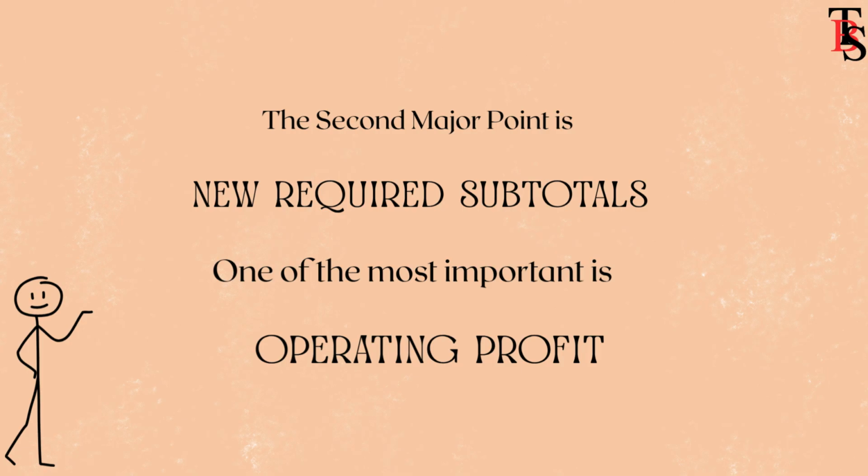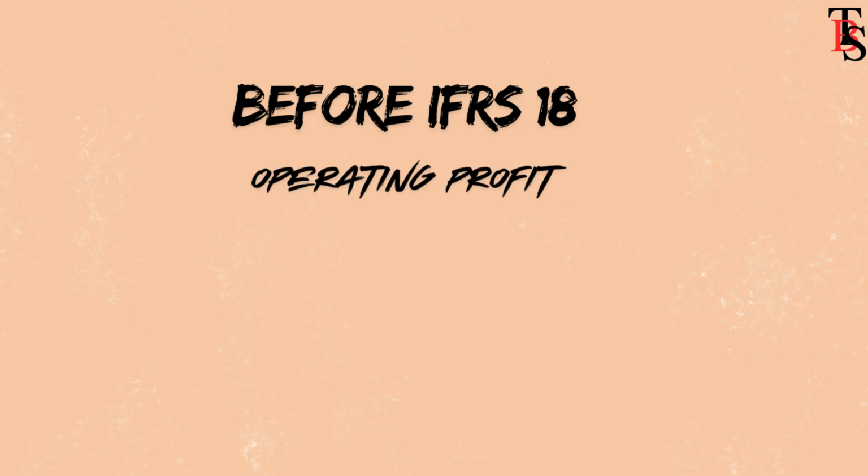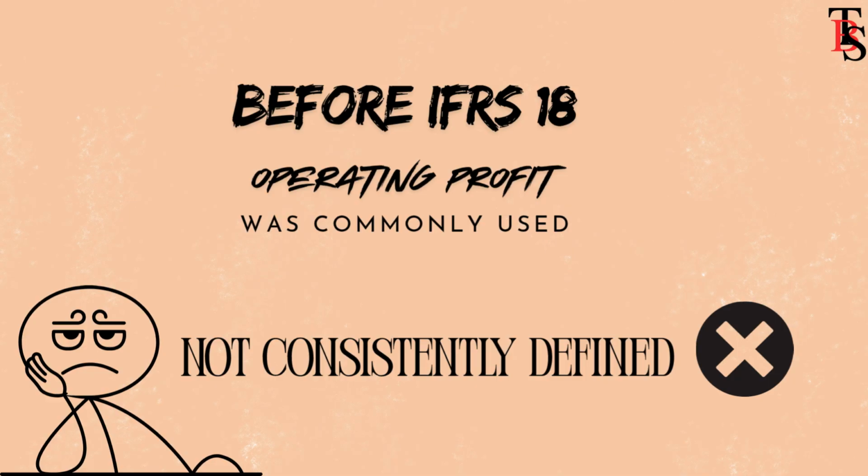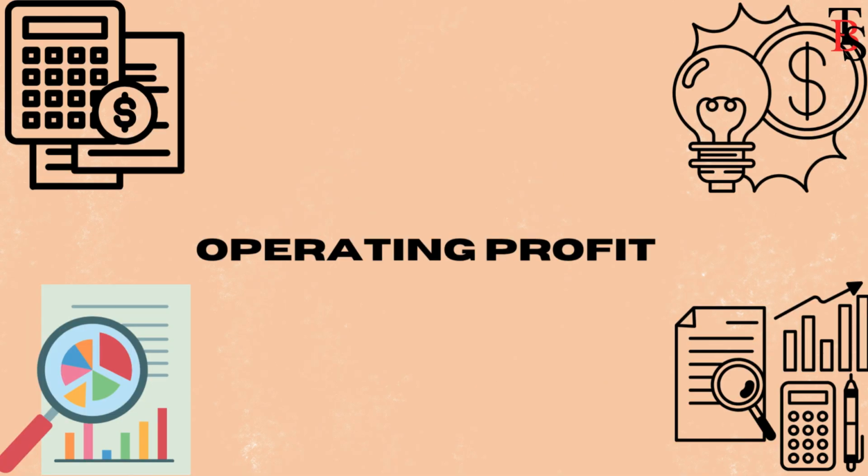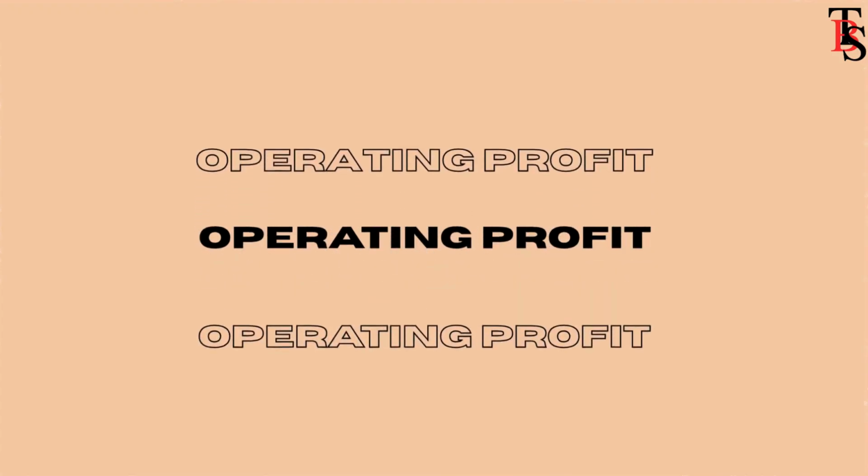The second major point is new required subtotals. One of the most important is operating profit. Before IFRS 18, operating profit was commonly used, but it was not consistently defined in IFRS. Now, the standard gives more discipline around that subtotal, which should make comparison easier.